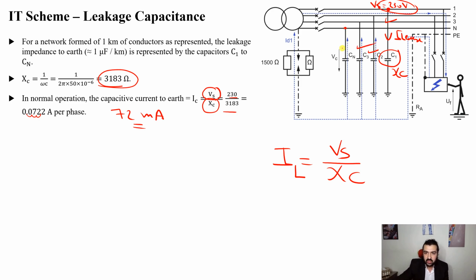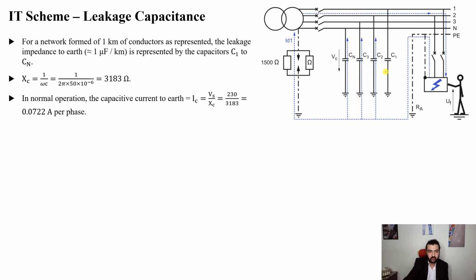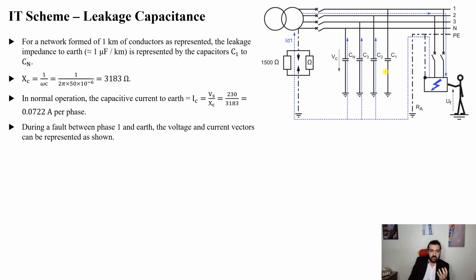The neutral should already have the same potential as Earth. It does not have any voltage here, so we don't have any leakage current here. We have only leakage current coming from these three phases in normal operation. Now, what is the problem exactly? The problem is that we have an RCD that detects the leakage current, and the capacitance here would affect the original value. We will see what I mean right now.